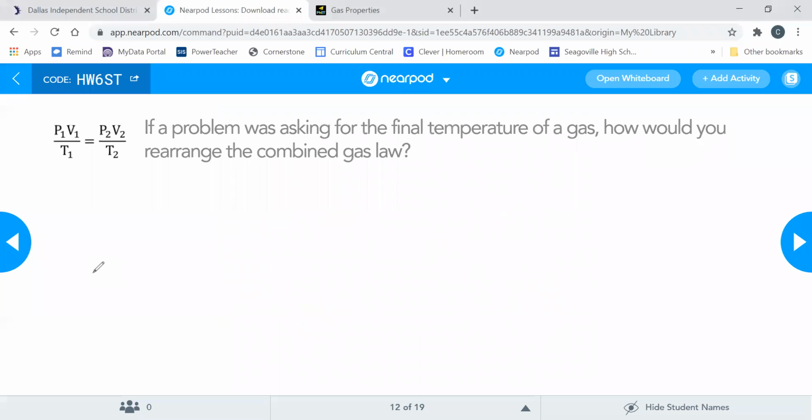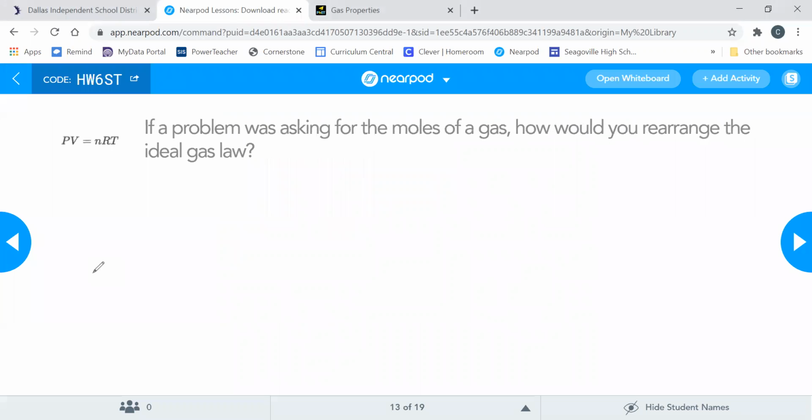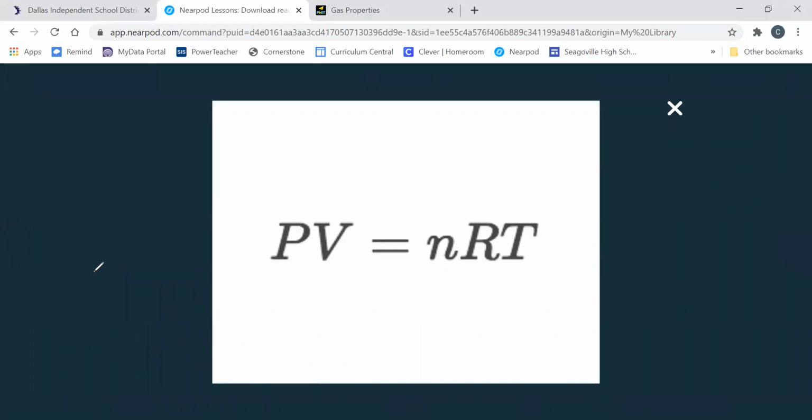Hopefully, if you're still having issues with this, I need to figure out why. In this one, they want us to solve for n. So n is the number of moles. Hopefully, we know this. N is the number of moles. R is the gas constant.